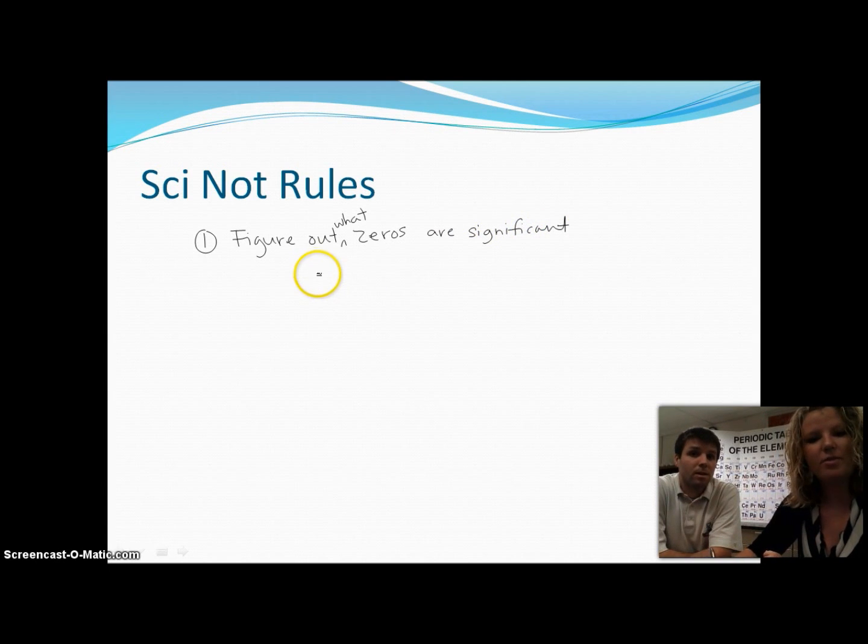If we have a number like 14,000, which zeros are not significant? All 3 are not significant. So we'd move this into scientific notation. It'd be 1, 2, 3, 4, so it'd be 1.4 times 10 to the 4th. Okay, let's do another example. How about the number 0.00030?